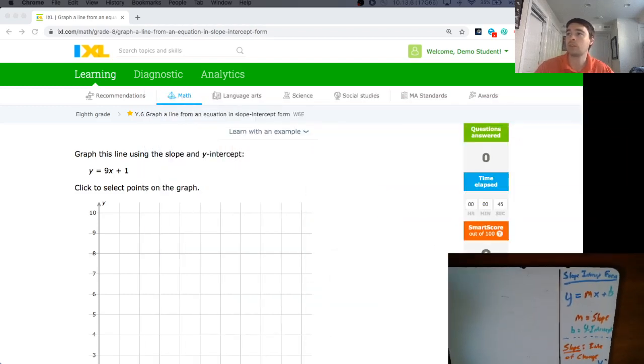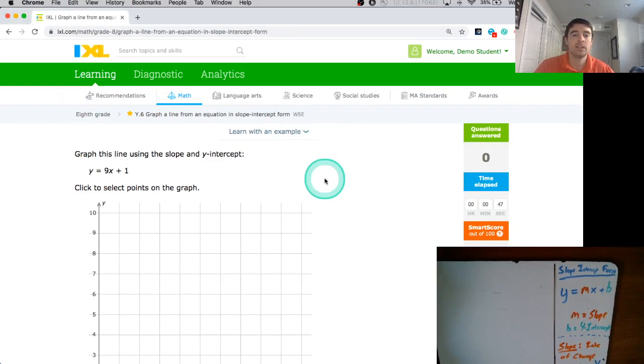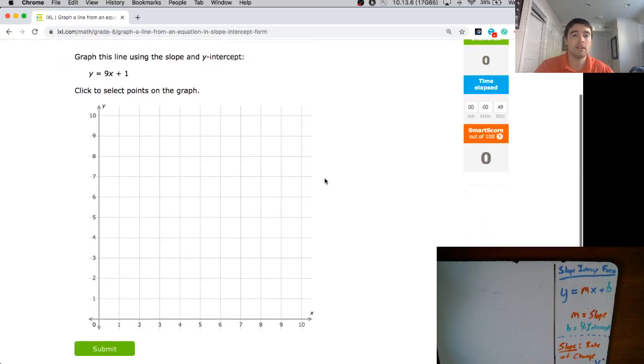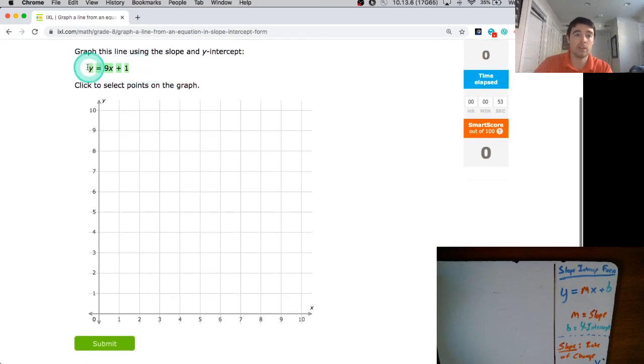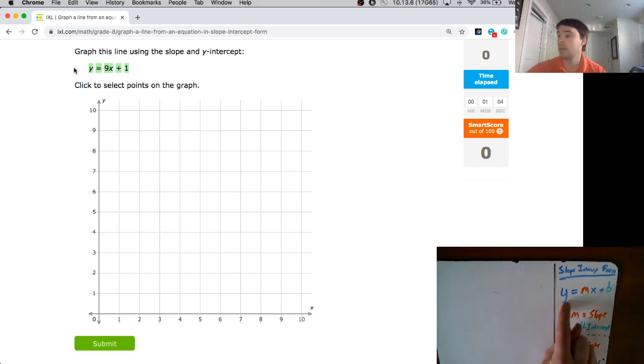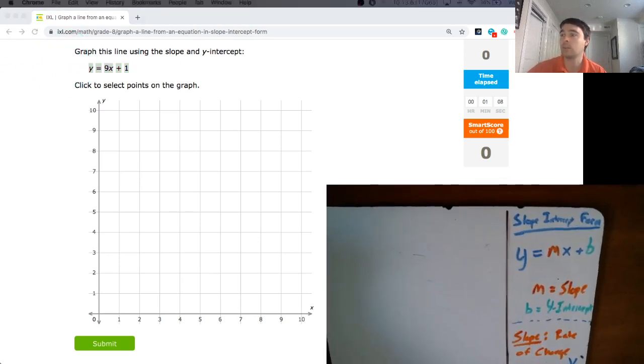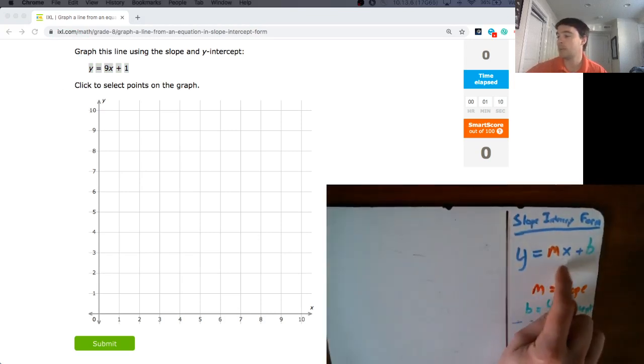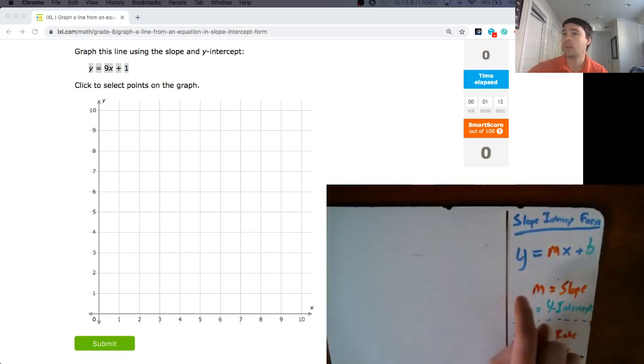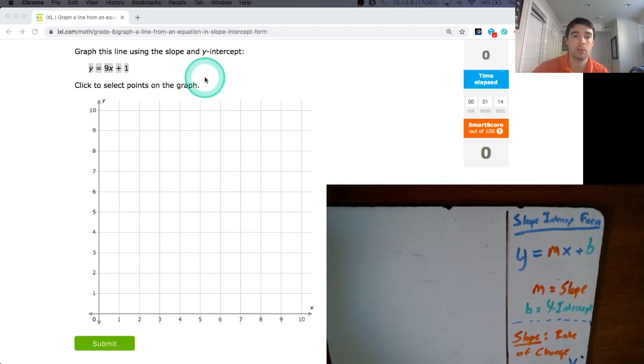We're going to focus on the first problem they give us. It says to graph this line using the slope and y-intercept. And the equation that they provide us, so they really mean graph the equation, is y equals 9x plus 1. Right away you should recognize this is in that y equals form that we see on our whiteboard, that slope-intercept form.